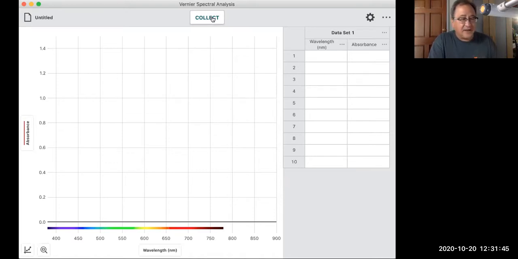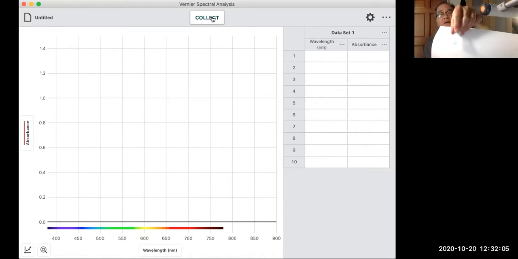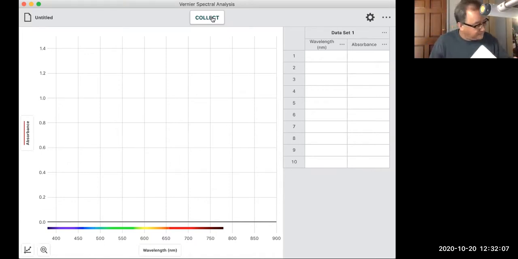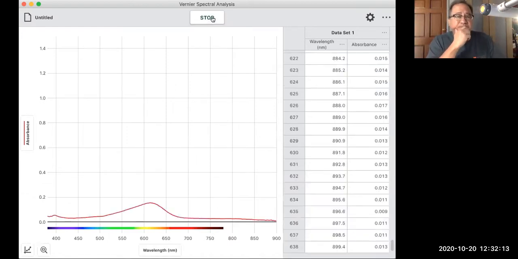Now, if I collected on this sample here, we would get zero absorbance and 100% transmittance, and the graph will be all wonky. So we're not going to do that. What I've done now is I've taken that sample out, and now I'm going to put this sample in. And this sample in, as you can see, has a little bit of color. So I'm going to put that sample in, and I'm going to hit collect. Okay, you can see that the graph appears very quickly, and it doesn't seem to change. It's still collecting information. So I'm just going to go ahead and stop.